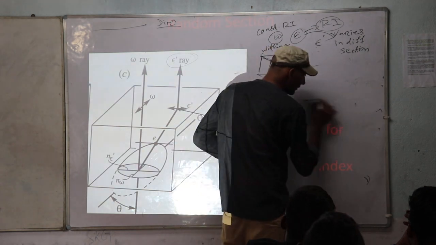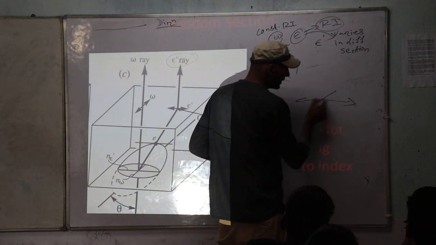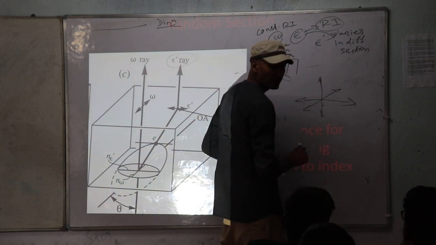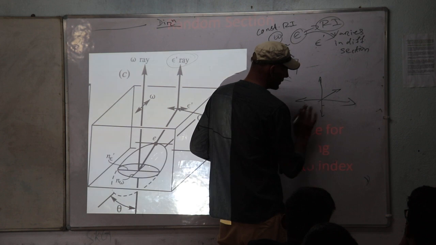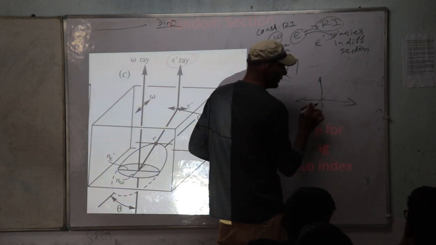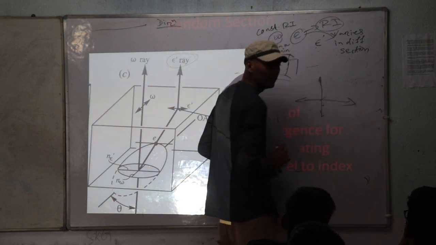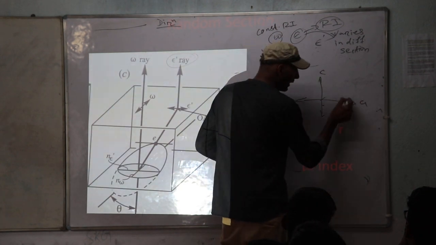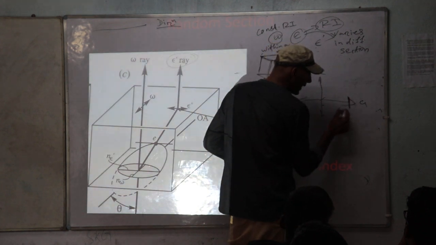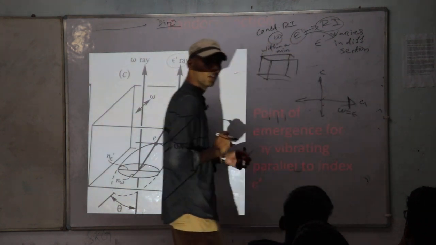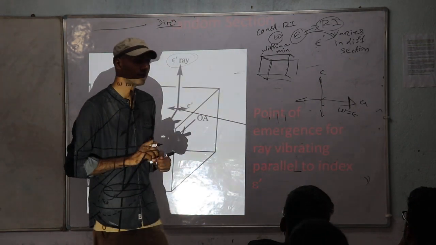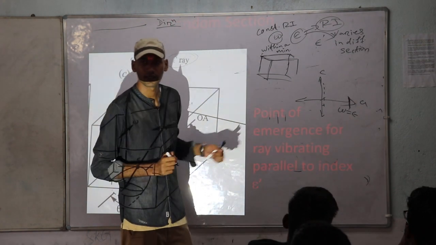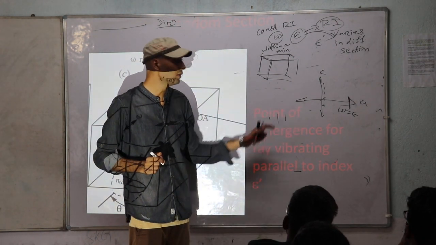One more thing: if this is the basal section, and this is the principal section, let's consider it in two dimensions, that will be easier. This is the basal section, this is the principal section. Let's say this is C axis, this is A axis. So in A axis what happens? Omega is equal to epsilon. Why? Because optic axis is here, which is parallel to C axis.